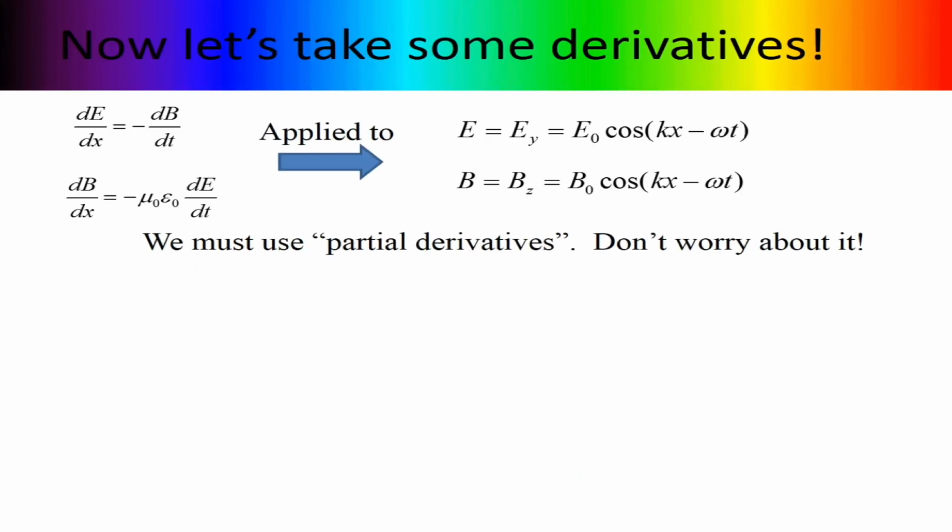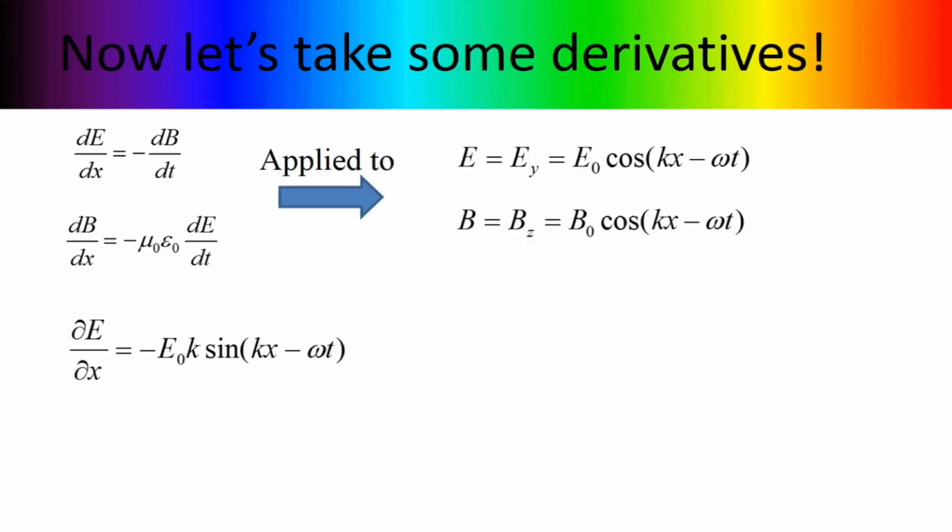Now we're about to have about as much fun as you can have in physics. So we have these two equations that were derived from Maxwell's equations, and we're going to apply them to the transverse wave equations for the electric field and the magnetic field. And so in order to do that, we need to take partial derivatives. This is a calculus 3 topic, and I don't want you to worry too much about it, but I'm going to go through an example, and it should make sense.